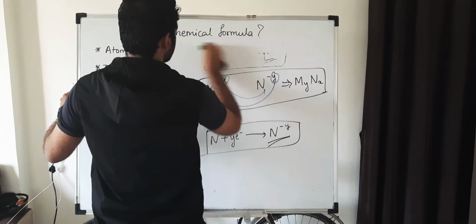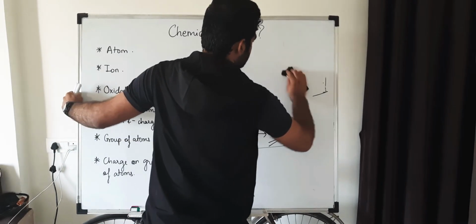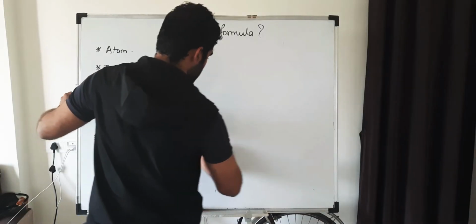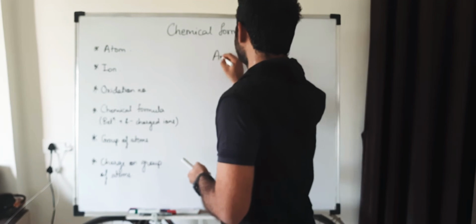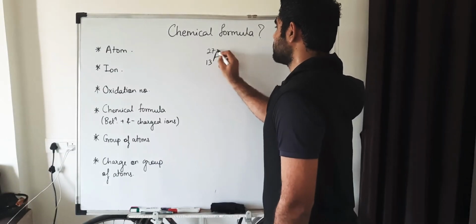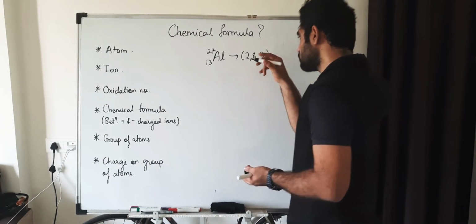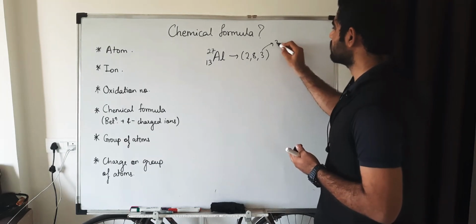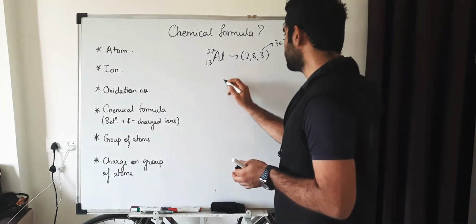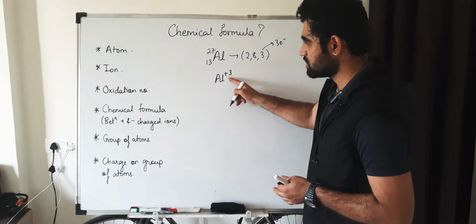Now if I give you the name of a compound, can you make the chemical formula out of it? Let's take aluminium oxide. Aluminium's atomic number is 13, and mass is 27. Now the mass doesn't play a role here. So the electronic configuration is 2, 8, 3. The outermost shell has 3 electrons. It donates 3 electrons, as it's not more than 4, so it will donate instead of accepting. Donating 3 electrons gives aluminium a plus 3 charge, which is the oxidation number.